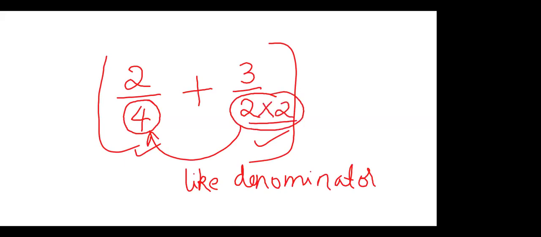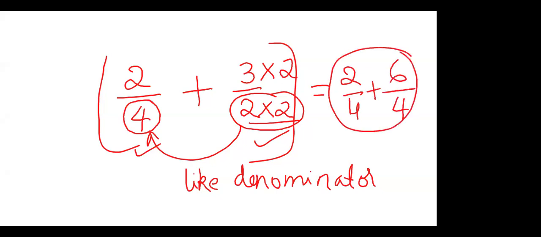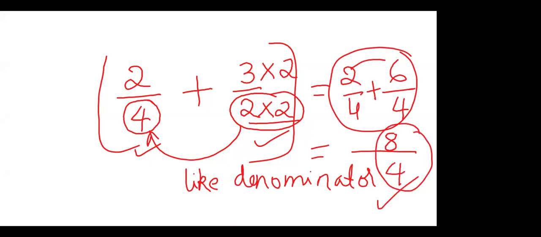So if the denominator is multiplied with some number, the numerator is also multiplied with the same number. So it becomes 2 by 4 plus 3 times 2 is 6 by 2 times 2 is 4. Now we can add it up easily, right, Anis? 6 plus 2 is 8, and 4. So this is the final answer that we have, right? So this is how we studied all of these concepts of addition and subtraction of like and unlike fractions, right, Anis? Do you remember all of it?